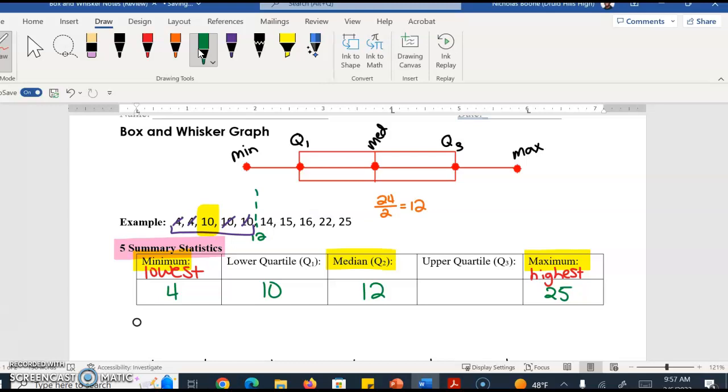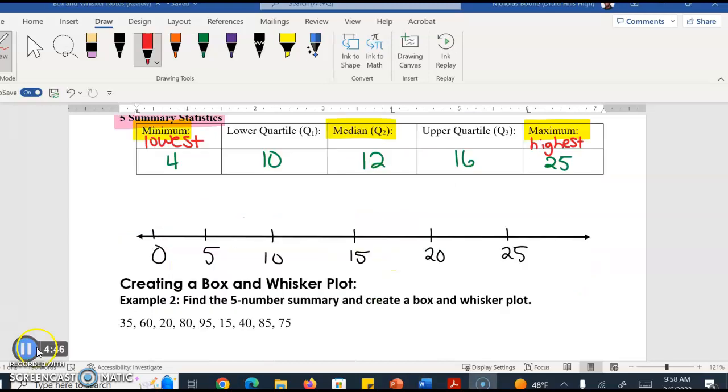All right. We go to the upper quartile, so we look at the upper half of the data. So I'm going to look at this right here. I'm going to cross them out until I get to the center. And notice we're left with 16. So 16 is the upper quartile. These are your 5 numbers, statistics, or 5 number summary for this set of data.